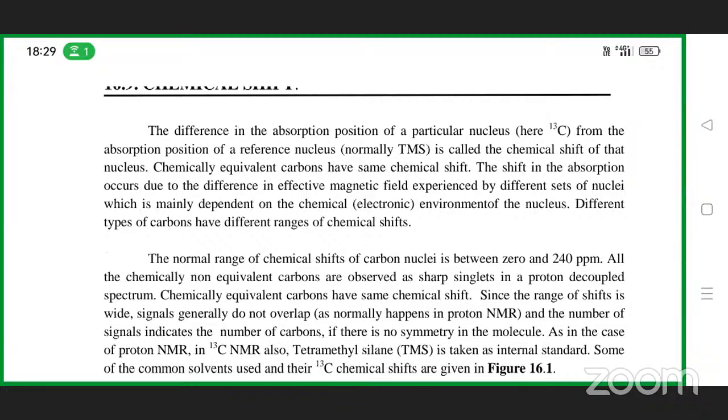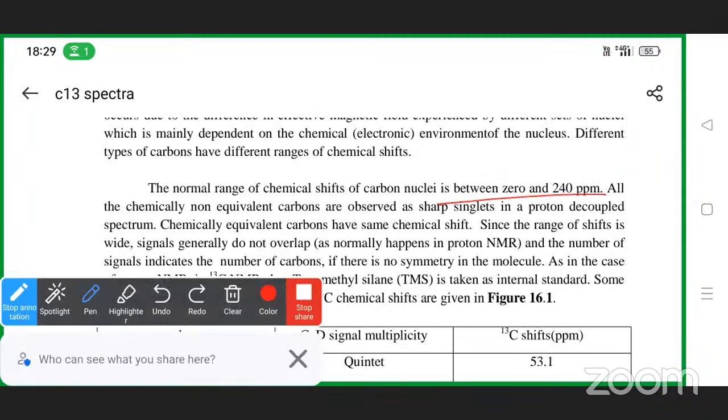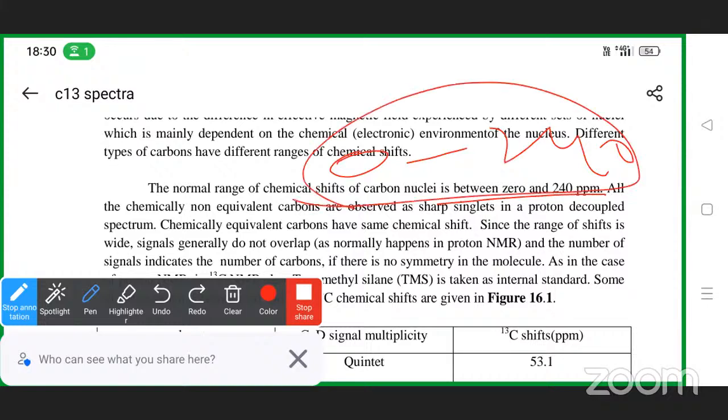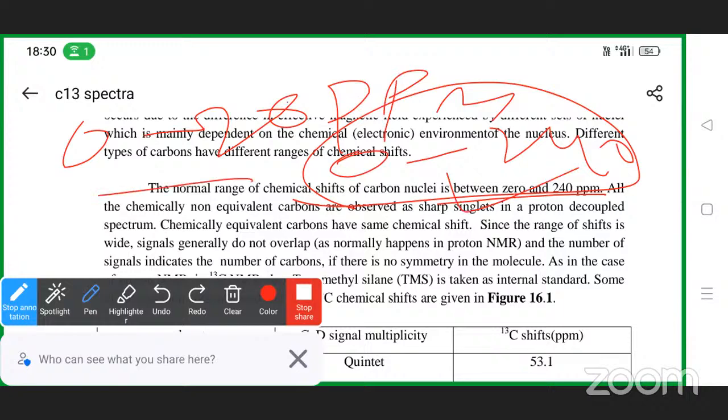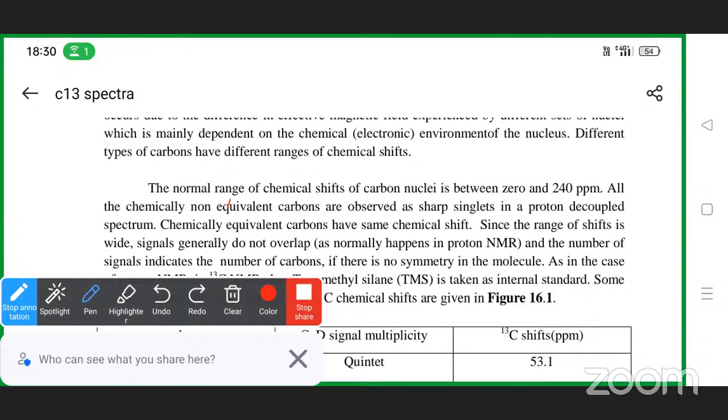In C13 NMR, the chemical shift range is 0 to 240. Compare this with H1 NMR, whose range is only 0 to 20 ppm. Where the scale is large here and short there, the signals in H1 NMR appear very clumsy, very close to each other.